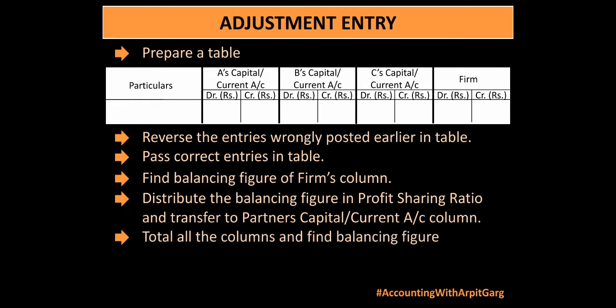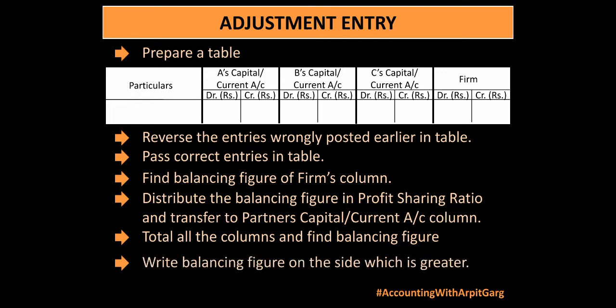Then total of all the columns will be done and we will find the balancing figure of every column, means partners' capital, partners' capital, partners' capital. Firm we have already done. Then we will write the balance on the side which is greater. For example, debit side is 5,000 and credit side is 2,000, so we will write a balance of 3,000 on the debit side. Then we will pass the journal entry. I know it's a bit confusing, but with the question, it will be very easy to understand.